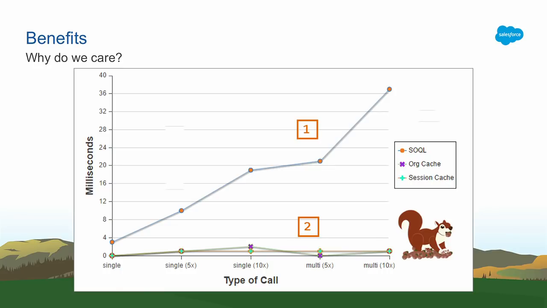And so that's really why we're here, to talk about how we improve our performance, whether it's in Apex or API calls, so we can utilize that cache and don't have to pass on this performance cost to our end users.